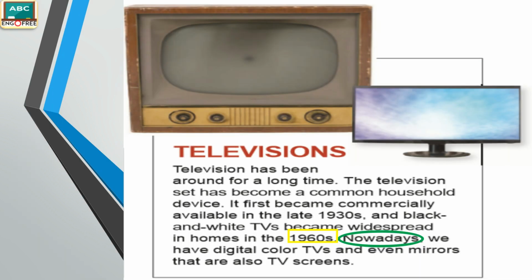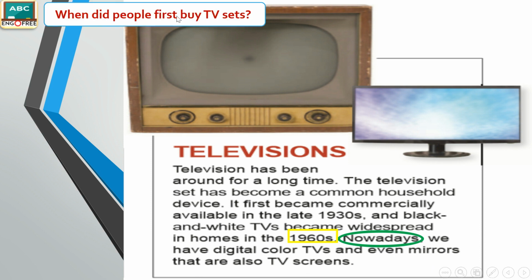Let's go to the fourth invention. What can you see here? Yes, we can see an old TV and a modern television. Listen to this part, then I'm going to ask you questions. Televisions. Television has been around for a long time. The television set has become a common household device. It first became commercially available in the late 1930s, and black and white TVs became widespread in homes in the 1960s. Nowadays, we have digital color TVs, and even mirrors that are also TV screens.